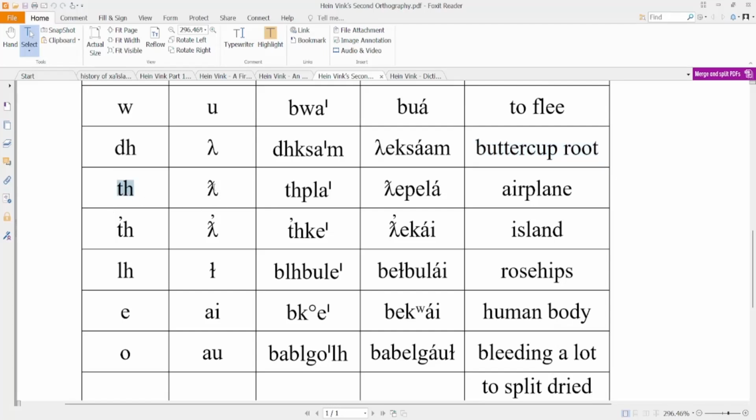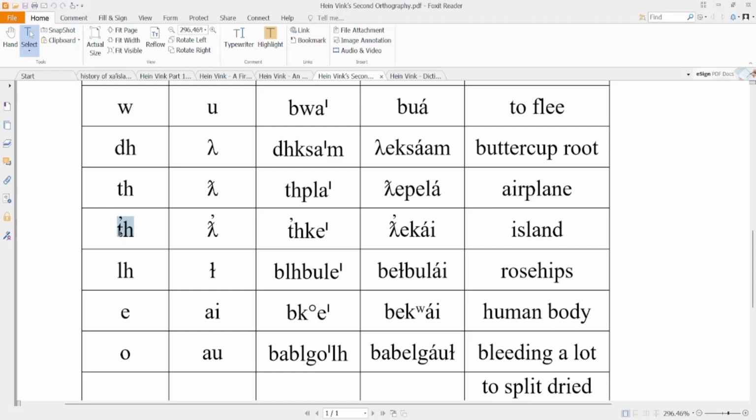Next we have TH. Again, we have two consonants representing a single sound. Now we have a single symbol, one symbol representing one sound, the TL sound, tl. So in Hein Vink 2, we see tlapala. And this is the hybrid spelling, and tlapala means airplane.